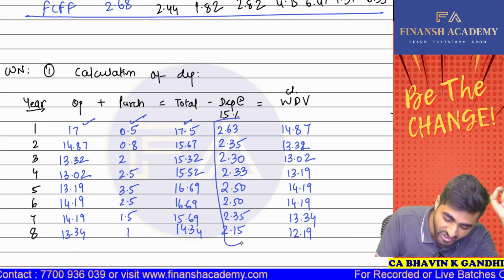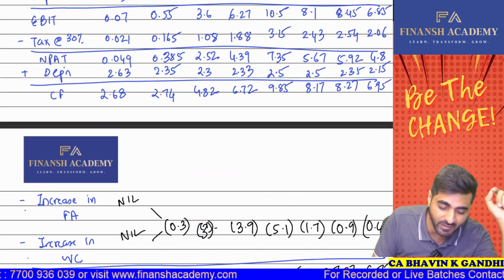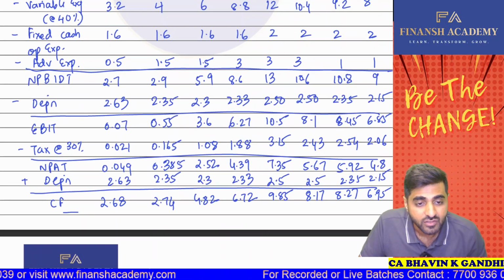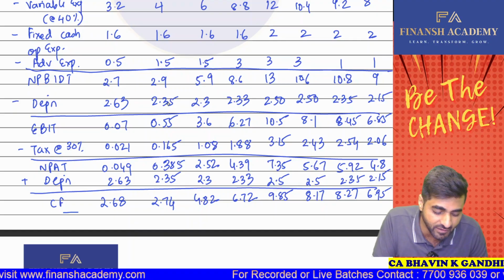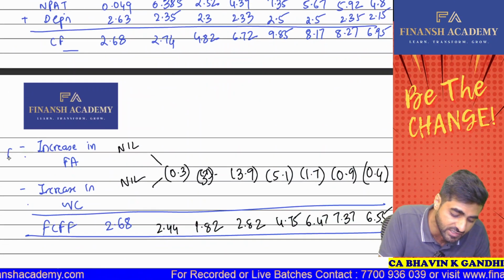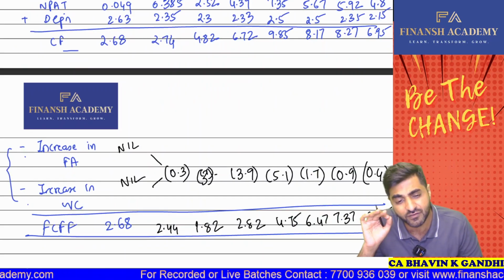We'll be having the depreciations, and this depreciation, my dear students, we can add it here. Ultimately, we can get the cash flows. Okay. So first of all, see, depreciation will be subtracted here. EBIT, tax, NPAT, depreciation, cash flows. The crux of this question is, how do you calculate your increase in fixed assets?